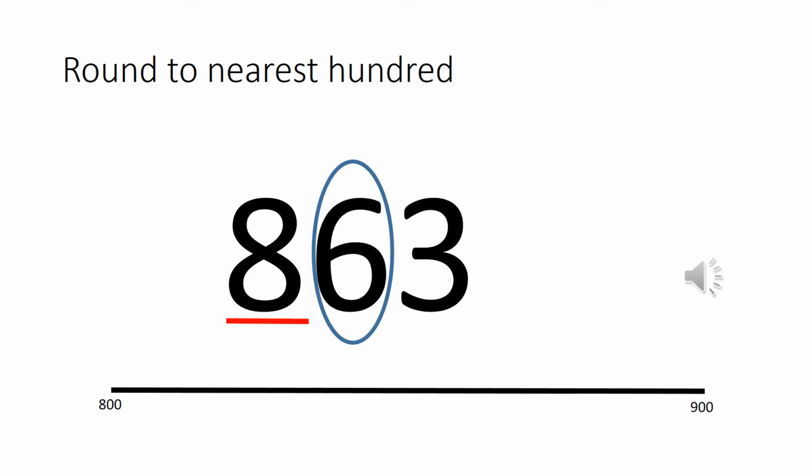I'm sure you've all correctly identified that 863 rounds to 900. I look at the digit in my hundreds column, the 8, but I move to the digit to the right, which is the 6. I know that 6 rounds up because it's greater than 5, and that takes me to 900.